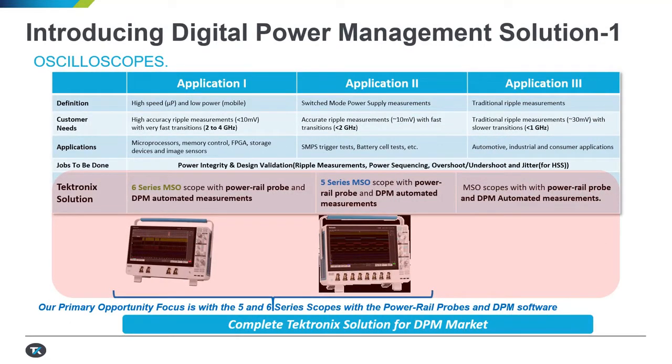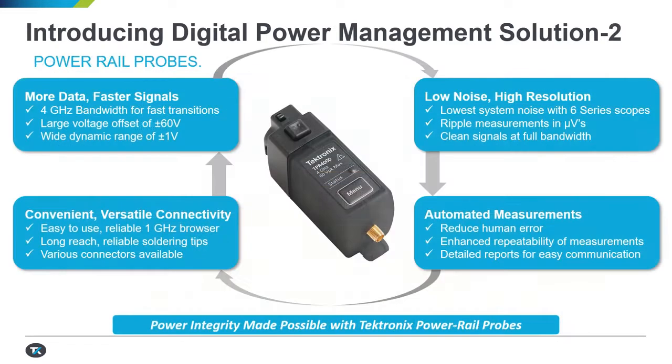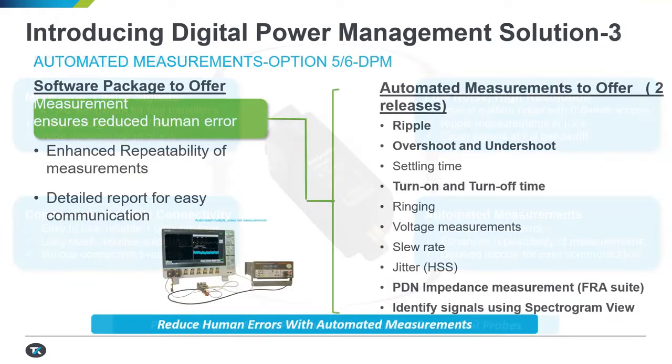Depending on the area of interest or the amount of ripple you are measuring, you can use an MSO 6 series 4-channel scope or an MSO 5 8-channel scope to look at multiple rail capabilities. Once you have the acquisition engine in the form of an oscilloscope, you need a good power rail probe. We have introduced the TPR series power rail probes which can handle plus or minus 60 volt offset.